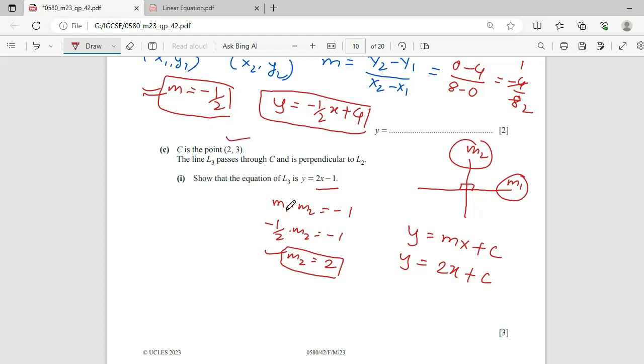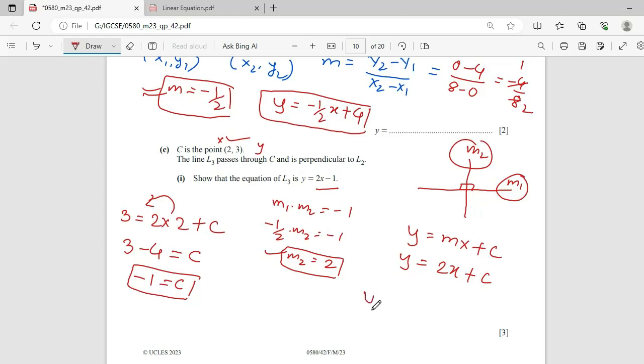Now the line is passing through 2 comma 3. This is x, this is y. Since this line is passing through this point, that means this value will satisfy the equation. So we have to substitute the values of x and y in the given equation. Y is 3 in this case. I am going to write 3 is equals to 2 into x, which is 2, plus c. So 2 into 2 is 4. 3 minus 4. If I bring the 4 to the other side, it will be minus, 3 minus 4 is minus 1. The value of c we have now is minus 1. So our final answer for this question will be y is equals to 2x plus c.